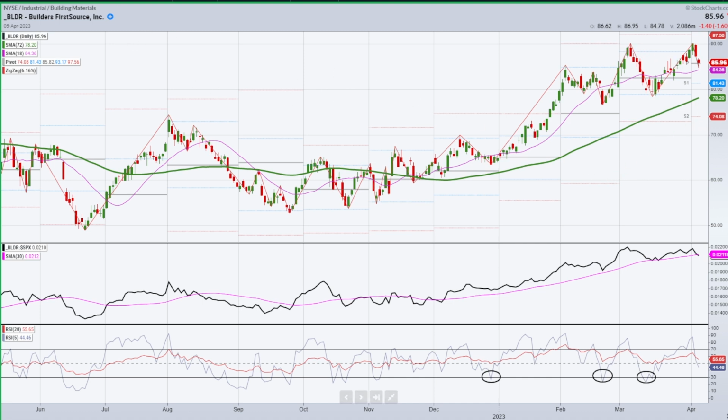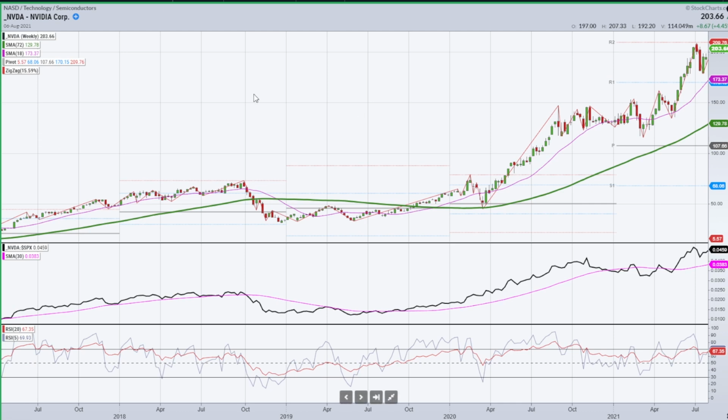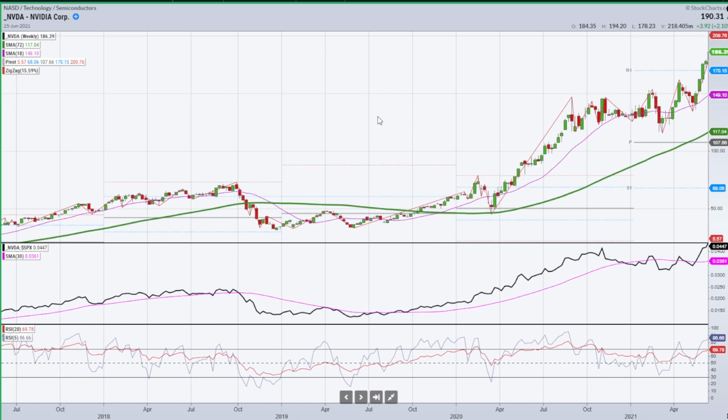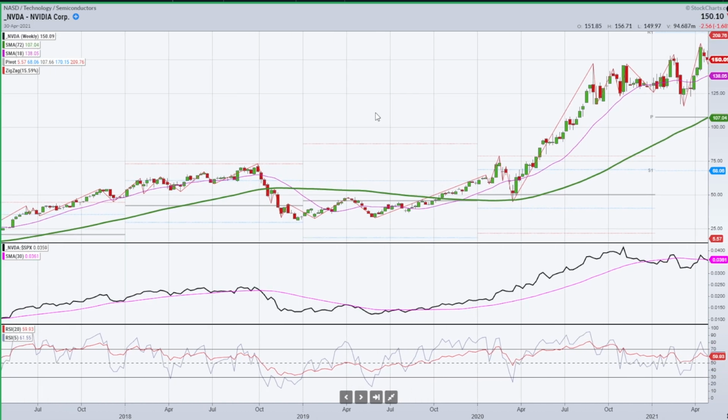Now, I want to show you my favorite way to do this. I'm going to switch over now. I've got the weekly chart of NVIDIA up. Now, this actually happened. I remember this crystal clear, one of the better trade opportunities that I've had in a long time in a trending situation.